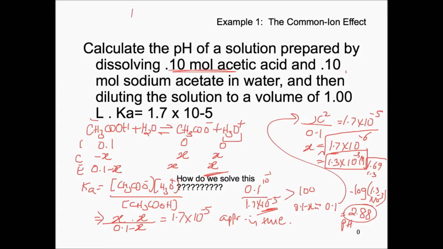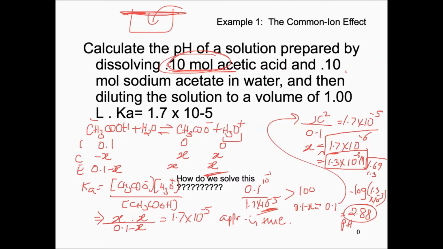So I have a beaker. In that I put acetic acid. I just took 0.1 moles of it and I filled it all the way to the 1 liter mark. That is going to have a pH of 2.88. Now I'm going to set up a concoction. So it's no longer going to be just acetic acid. It's going to be a mixture of acetic acid and sodium acetate.